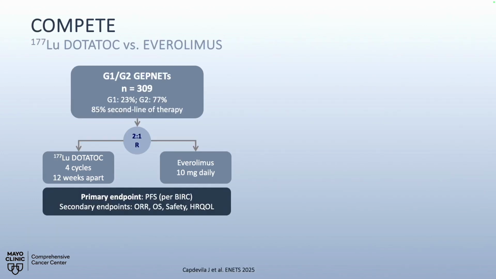So moving on, this is hot off the press. This is from ENETS, the European Neuroendocrine Tumor Society meeting. This is a trial called COMPETE, looking at lutetium-177 DOTATOC. It's a little different. In this study, patients who were mostly previously treated with injections, either octreotide or lanreotide, were randomized to receive either lutetium DOTATOC for 4 cycles versus everolimus, or Afinitor. Again, the progression-free survival was the primary endpoint.